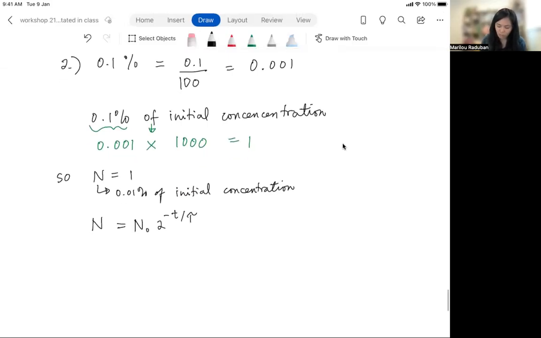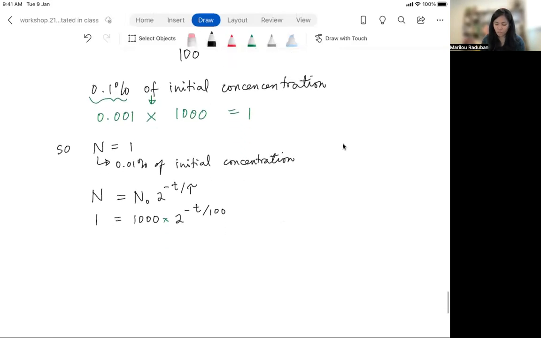You can now write this as n is the concentration, that's 1. The original concentration N0 is 1,000, and that's times base 2 exponent minus t divided by the half-life, which is 100. So your equation looks like this now.